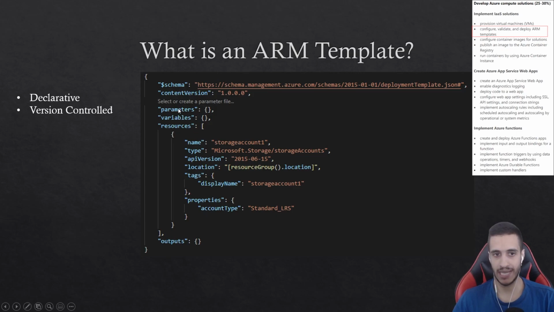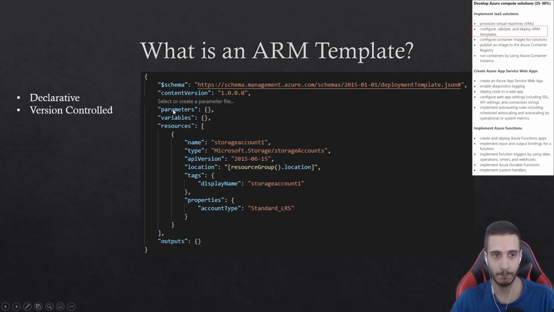Then we have parameters, and parameters are simply a way to allow you to provide inputs to this template, okay? Again, a big advantage is that this template is declarative, which means that it can be replicated across different environments. So you can parameterize things like the resource group.